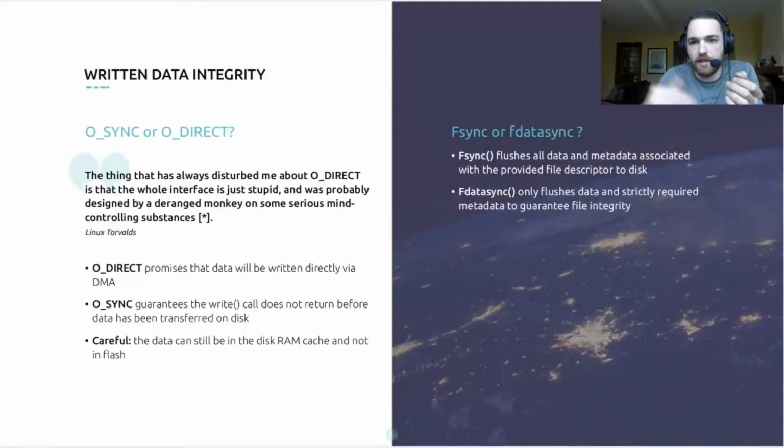Another way is to write data normally and then flush, at periodic points, all the data in the buffer to the drive. Typically, you can use fsync or fdatasync. The difference is that fsync will flush all data and metadata associated with the file descriptor. Fdatasync will only flush the strictly required metadata associated with the file descriptor to guarantee file integrity. Typically, if you want to minimize the number of write operations, fdatasync is your friend in this situation.